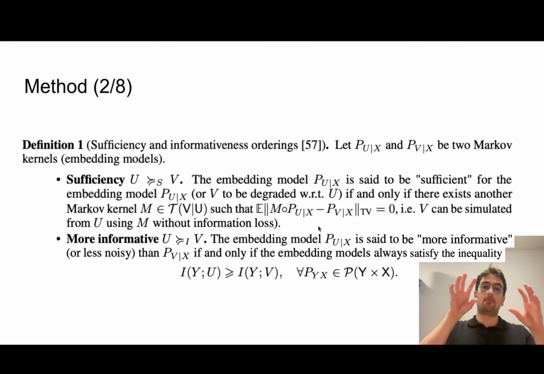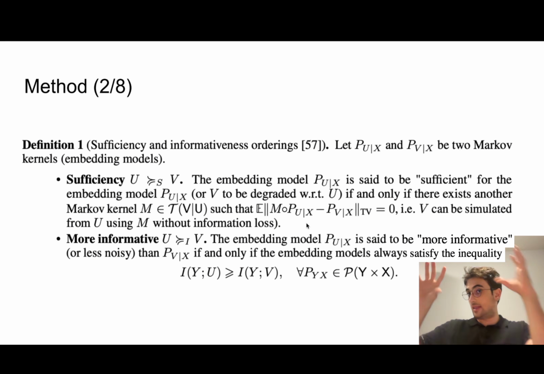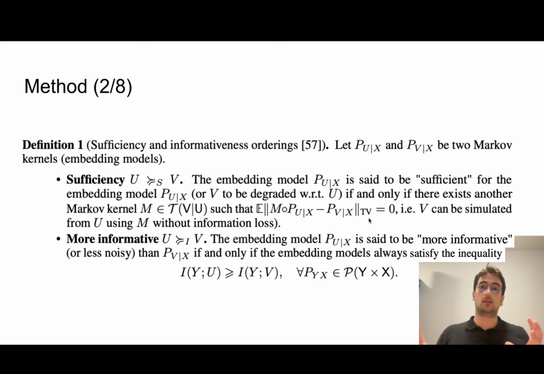So you take the embeddings from U, you map them with a Markov kernel, which is shown as M here. You project them to another space, and then in that other space, they're exactly matching with V, right? And the variational distance, or the Gaussian distribution distance, is 0. There's no difference. So we can say that U is sufficient for V.